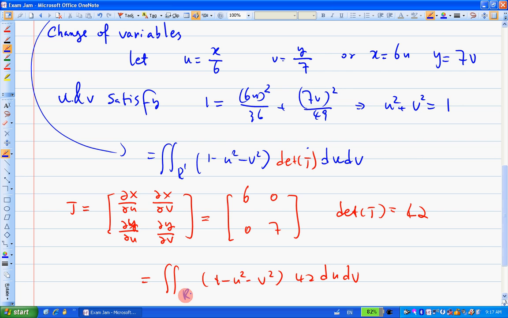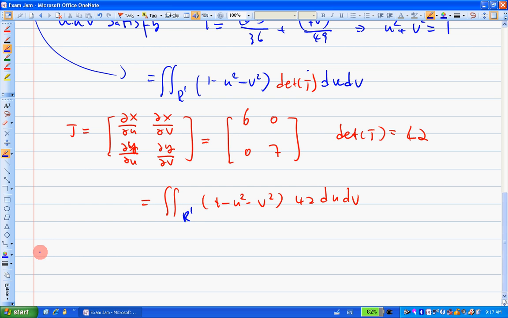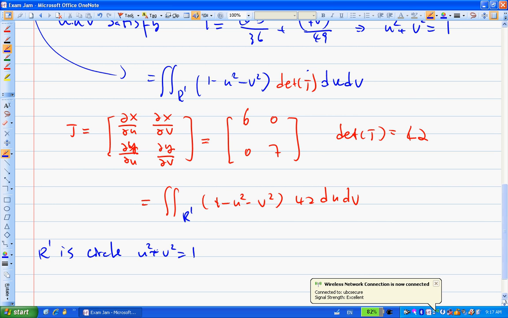Because after the change of variable, the region for u and v is not an ellipse, it's a circle. So it's slightly different from the region here, so R prime. R prime is a circle, u squared plus v squared equal to 1. So you're integrating over this unit circle.